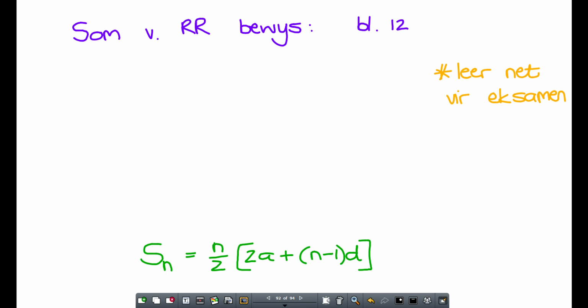Goed. So omdat dit rekenkundig is, weet ons dat a is die first term, that we know. D is the constant difference between the terms. N is the number of the term, and L is the last one. And then the general term n, we know that would be a plus n minus 1 times d. Goed, ja? Okay.